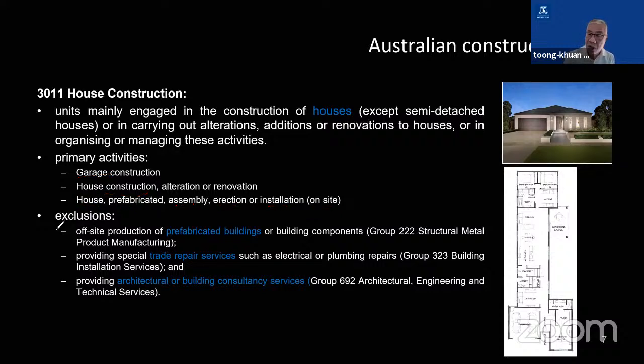So these are the exclusions. Off-site production of prefabricated building is not considered under 3011. That goes into structural metal product manufacturing. So if you are building either a timber roof or a steel roof truss, that goes into manufacturing. If you are providing repair services, such as electrical or plumbing repairs, that goes into building installation services. But some of these are still construction, right? That starts with a number three. So that is still under construction, but it's not house construction, but services. Like I've mentioned previously, architectural or building consultancy services are in technical services that is not part of construction.